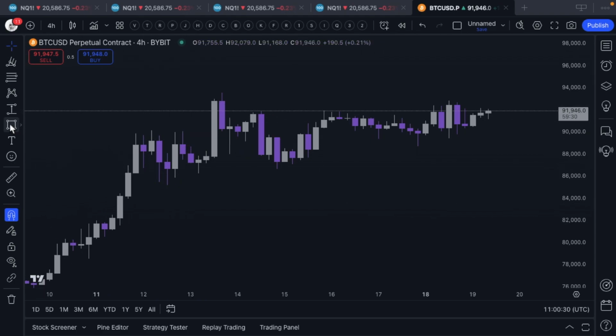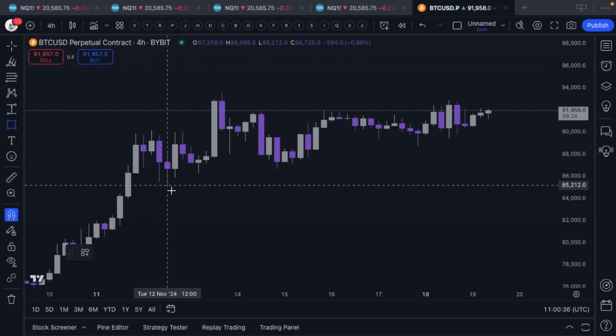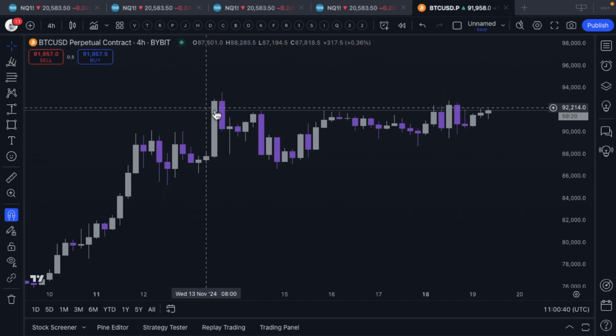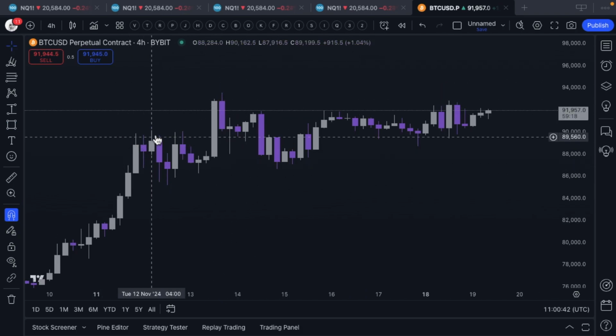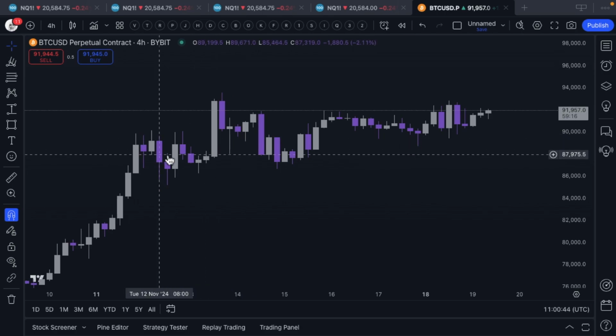Obviously, it's very subjective how you mark these out. We're on the 4-hour chart, and I like to mark out my levels on the 4-hour chart. Before I say that, let us say that we've just come into this consolidation here and there really isn't that much information.